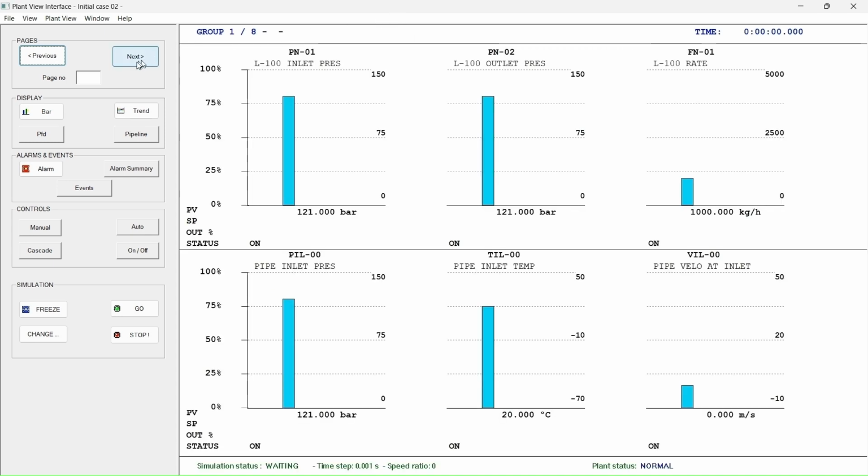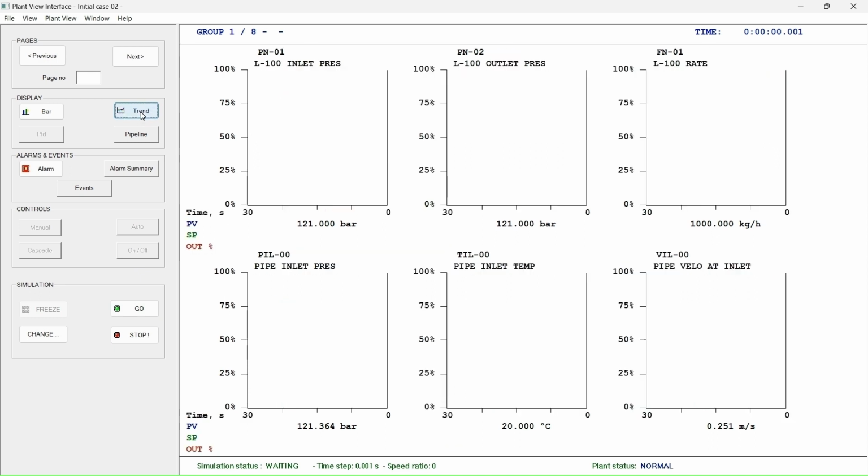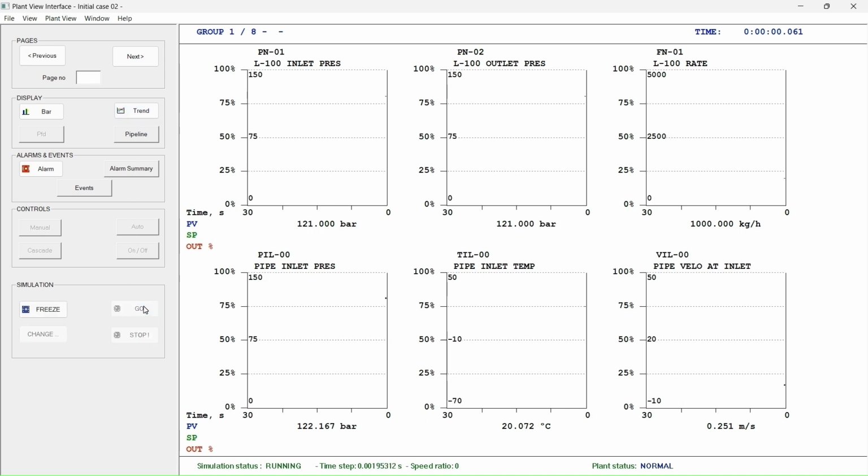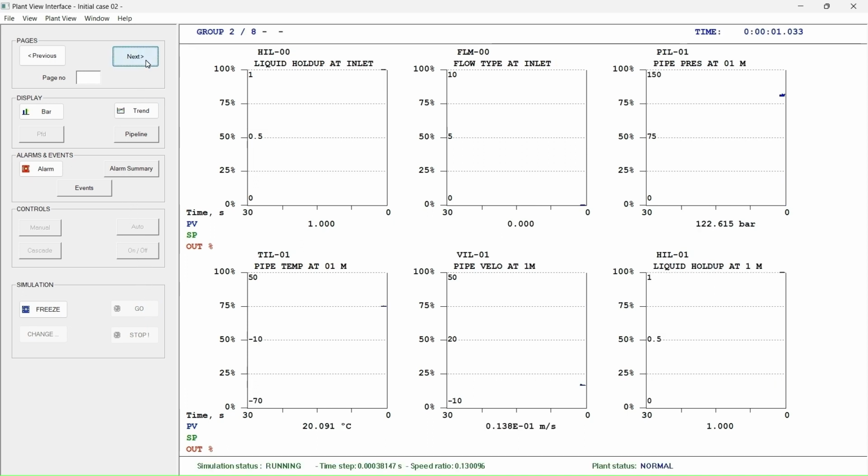Calculation stops after initialization at time 0. And after the first integration step, in this case of 1 millisecond. The user moves into the trend view and restarts the calculation. We should remember that the pipe rupture happens at 1 second.